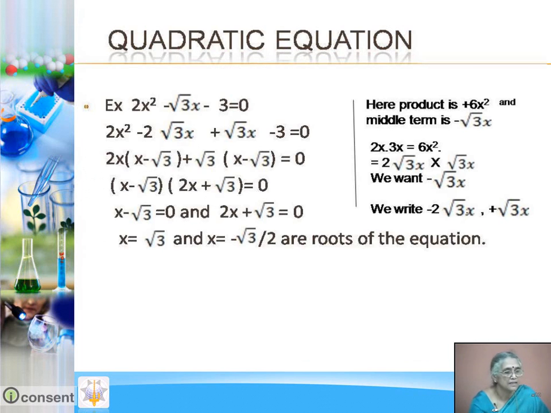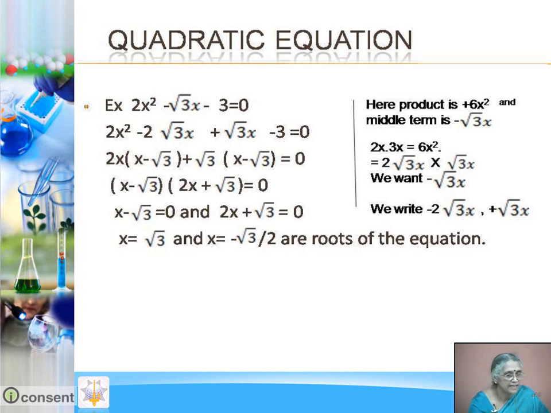Now we'll take example such that the coefficient of x is irrational number. Here is an example. Twice x square minus root 3x minus 3 is equal to 0. Now again we will split middle term so that product is minus 3 into 2x square. So product is minus 6x square. And subtraction must be root 3x.